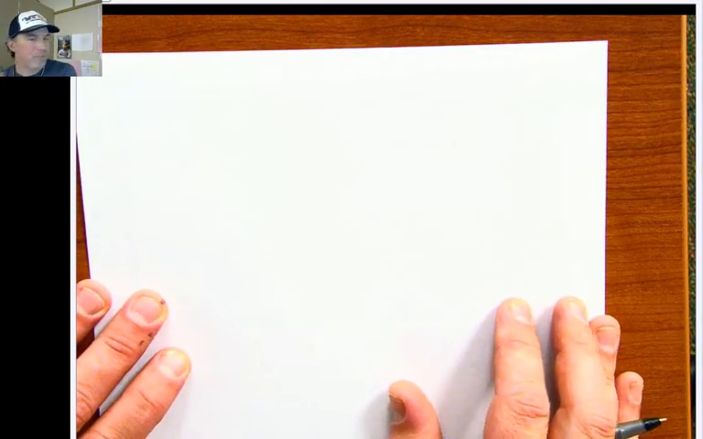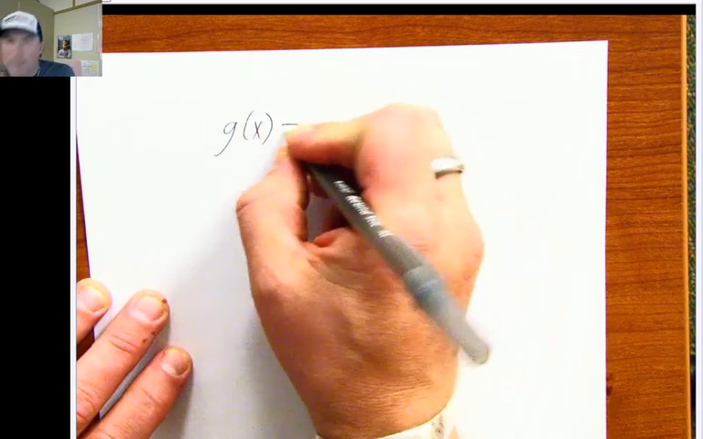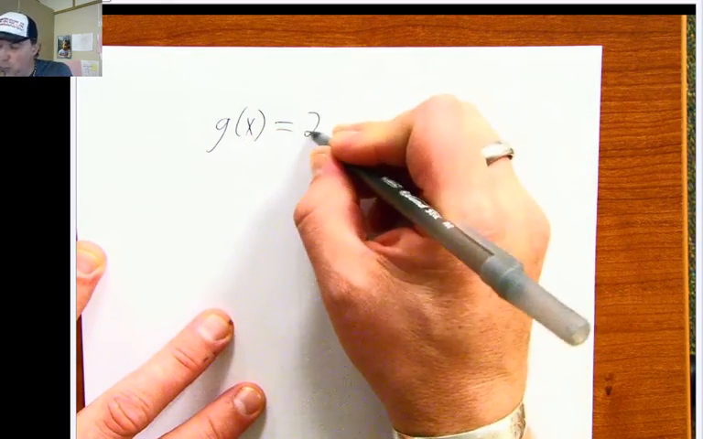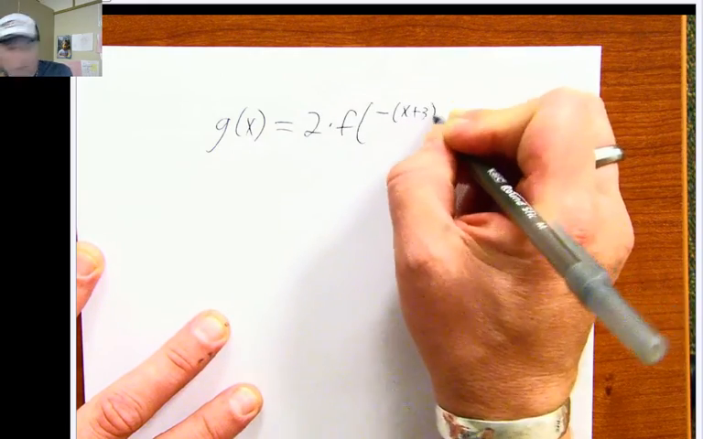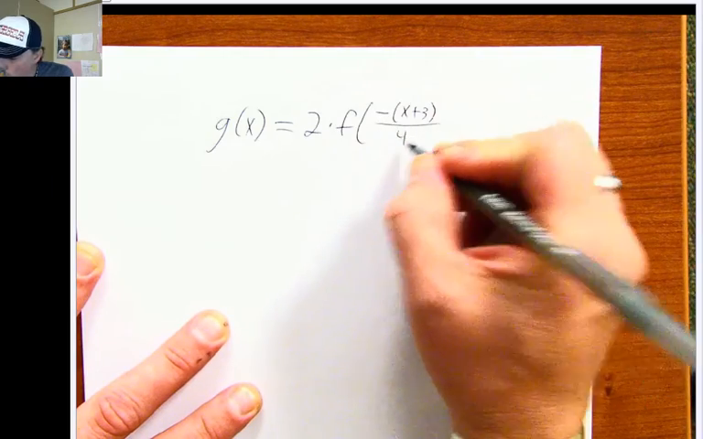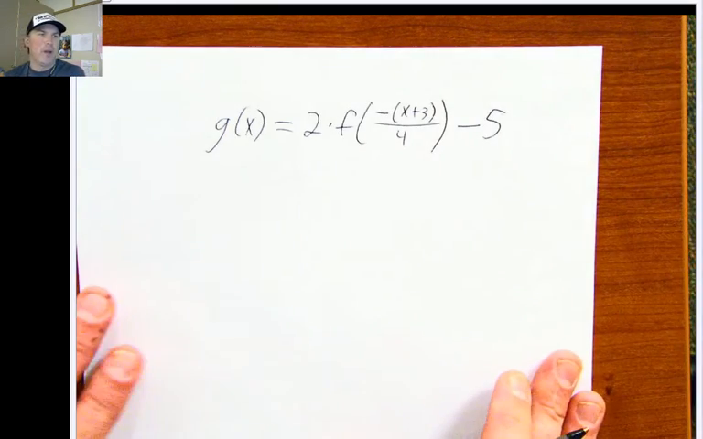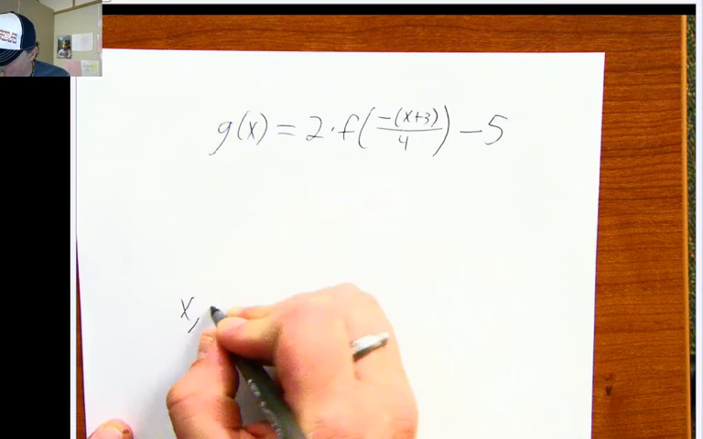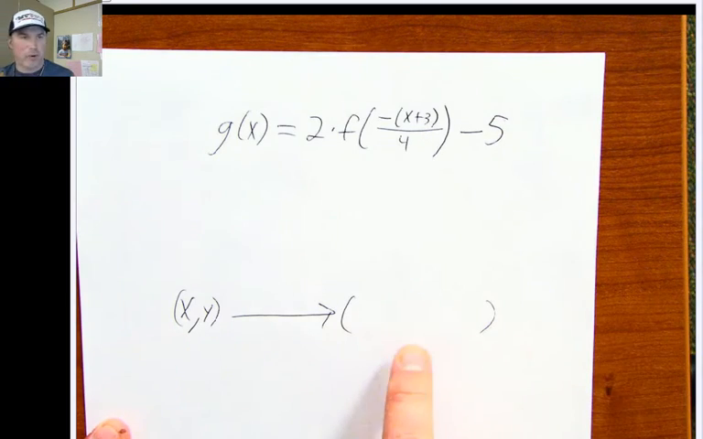So how does that apply to the graphing? If I have g of x, this is an equation I have written on the whiteboard behind me. Let's say I have g of x equals 2 times f of negative parentheses x plus 3 all over 4 close parentheses minus 5. And we talked about how do we make this x. The point of this example is how do we know what the xy is going to turn into?